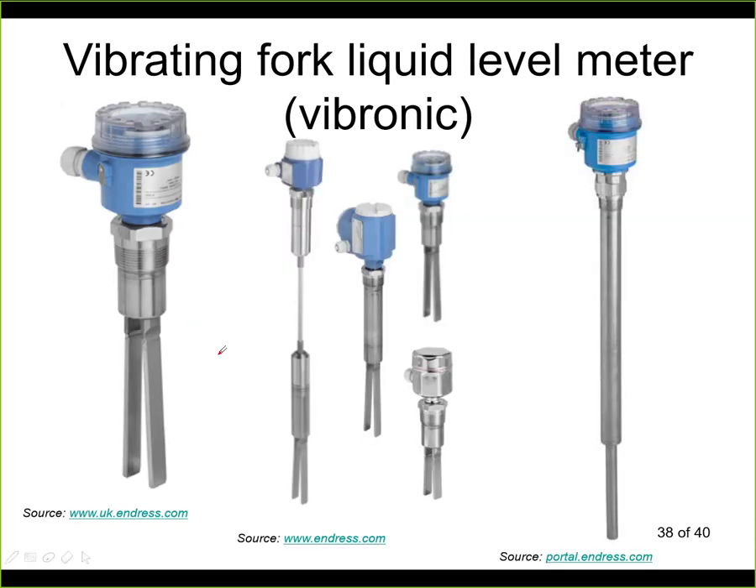A few more examples. It can be mounted directly in the tank, so you can see here different versions. This is the fork itself, this is where you assemble it, this is the electronic unit. It may also be hanging from a cable, so again, this is in the tank, you just submerge it where you need it on this cable, and this is then sitting somewhere on the top where it will not be harmed by mechanical damage or by corrosion that you have in the tank.